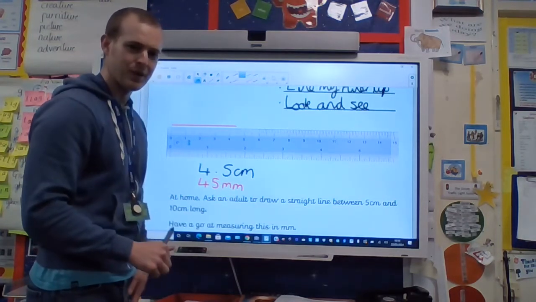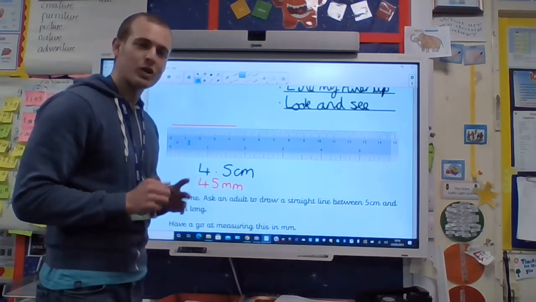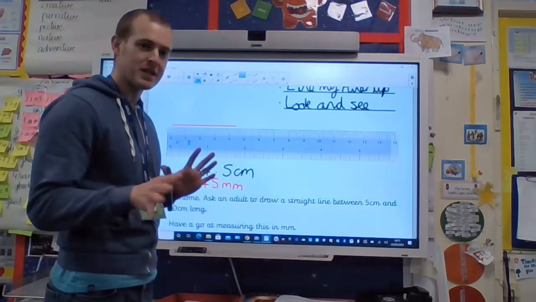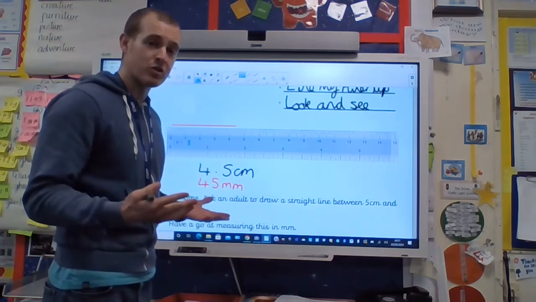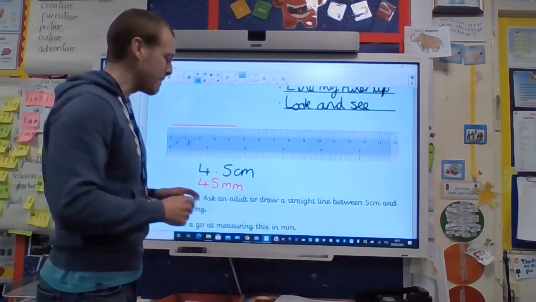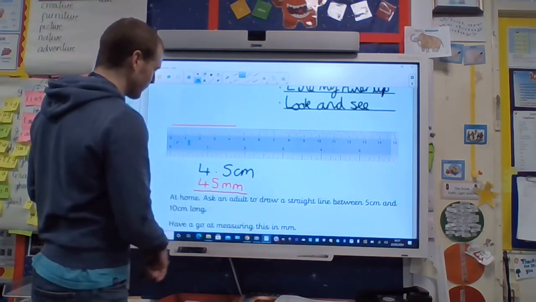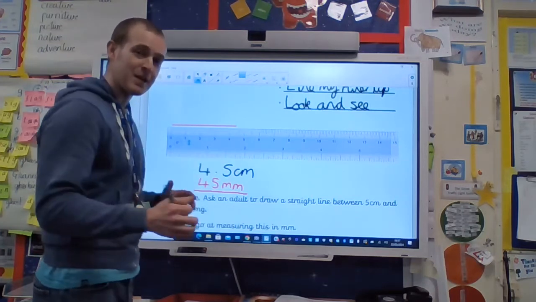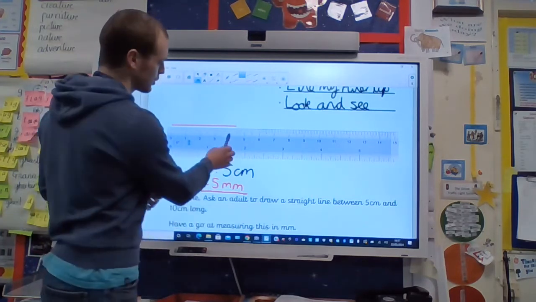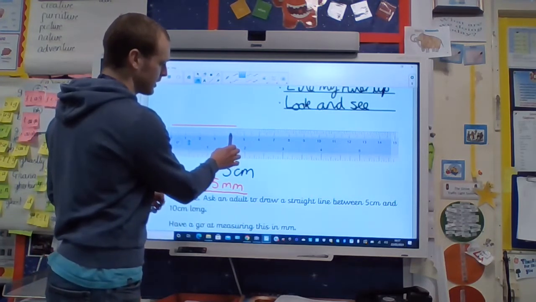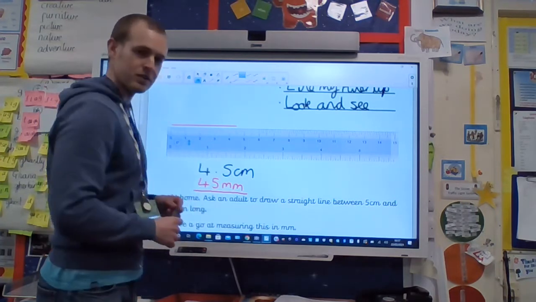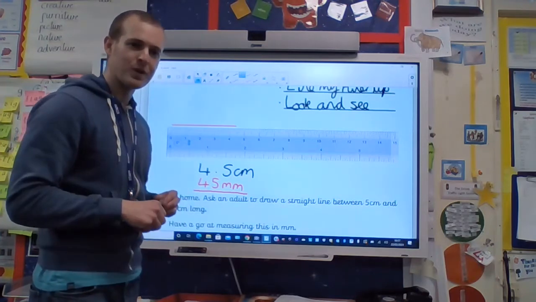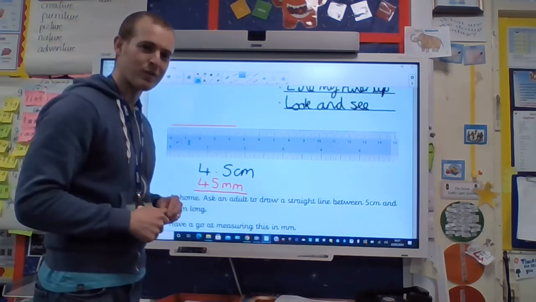Okay. So what I want you to do at home is ask an adult to draw a straight line between 5 centimetres and 10 centimetres long. See if you can measure it. And see if you can measure it in millimetres, okay? So remember, each centimetre is the same as 10 millimetres. Stop before you get to the end, okay? And then count the rest on in millimetres. Count in tens if you need to, okay? Have a go at home, see how you get on. Well done.